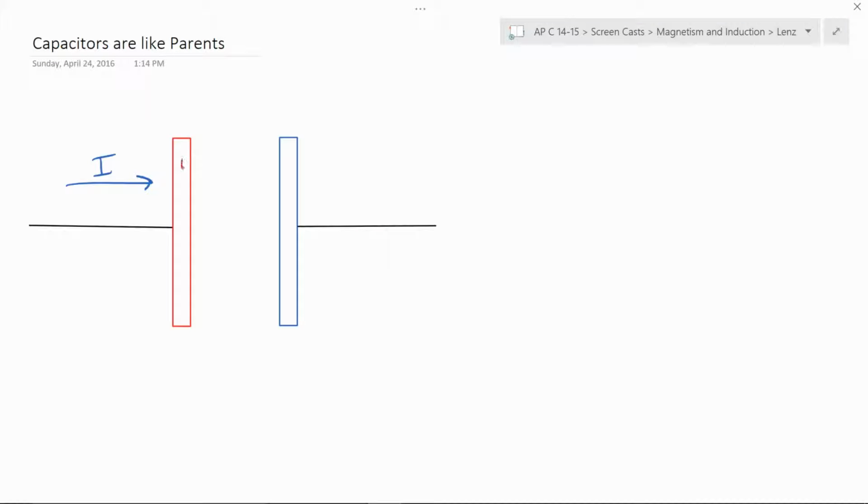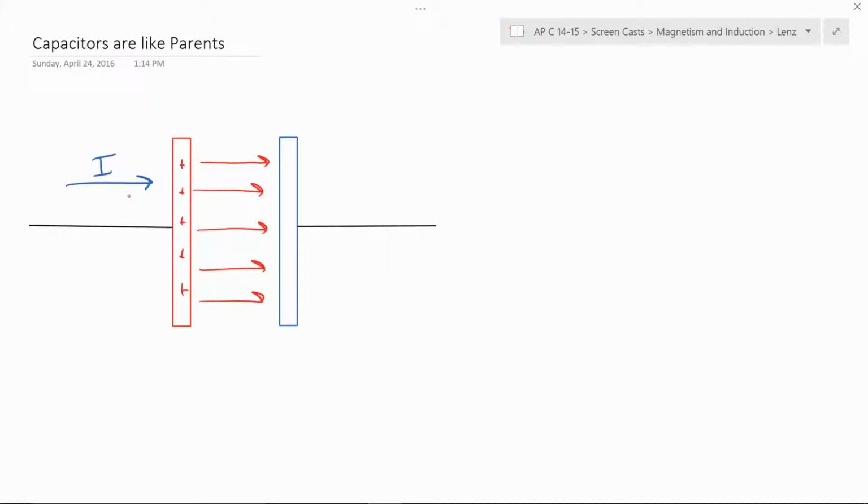So as the current continues to flow, it starts to build up these charges. It's almost like your parent noticing, wait a minute, something's changing. And what you're doing is you're building up an electric field, and you're opposing this buildup in current. So the current starts to drop.